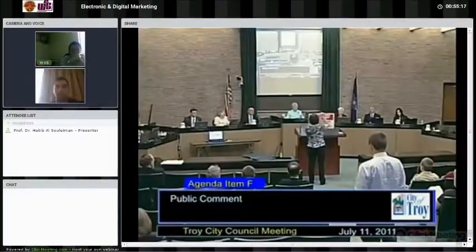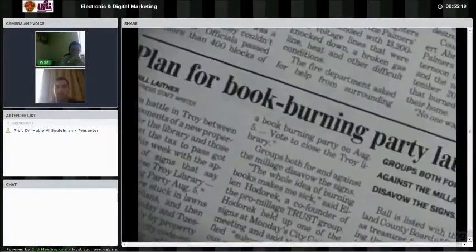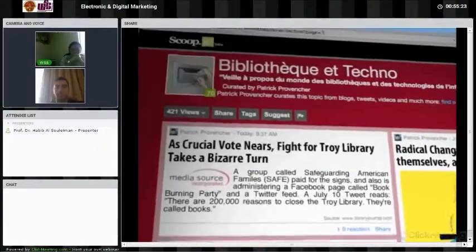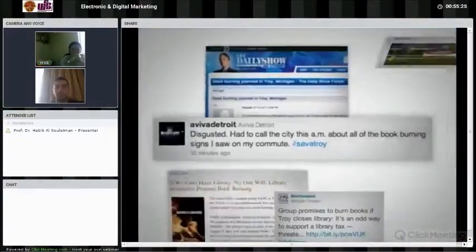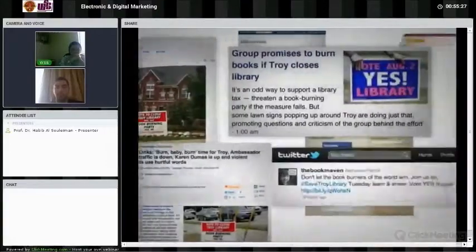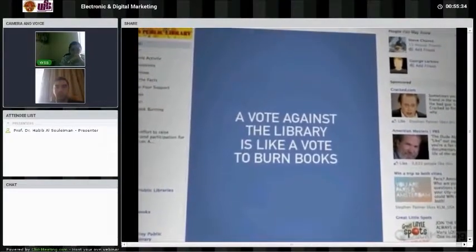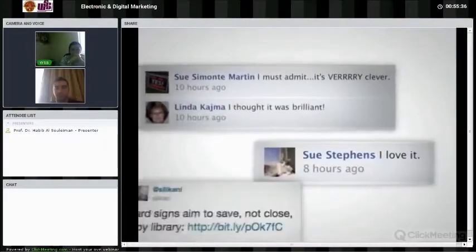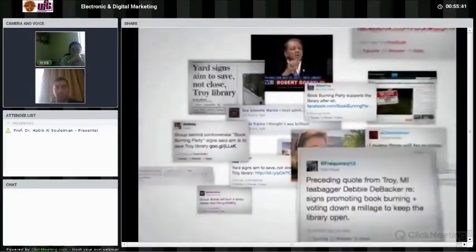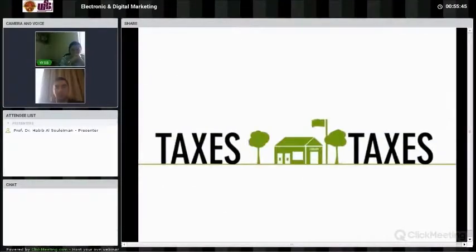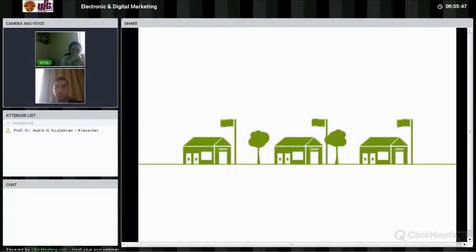The conversation spread from Facebook to city council meetings, from newspapers to TV. It grew from local to national, even international news. Once it reached a fevered pitch, we revealed the true intent of our campaign. A vote against the library is like a vote to burn books. And people started posting, tweeting, and reporting all over again. In the end, we had changed the conversation completely, from taxes, taxes, taxes, to library, library, library.